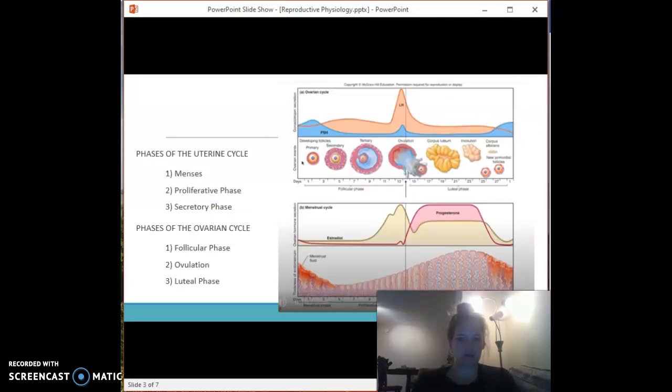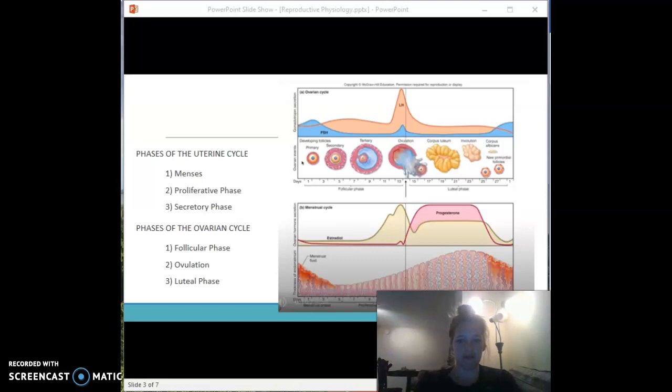Okay, so first let's overview the phases of the uterine and the ovarian cycle. Those graphs on the right are just to help you visualize the descriptions that I'm using to describe the cycles. So first, the uterine cycle. This is shown on the bottom, so titled the menstrual cycle. It's the bottom graph.